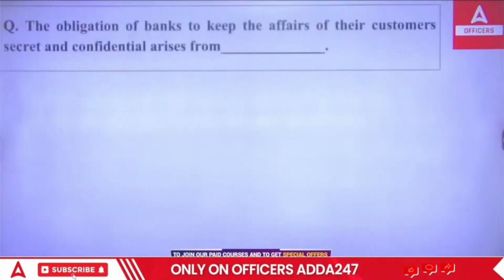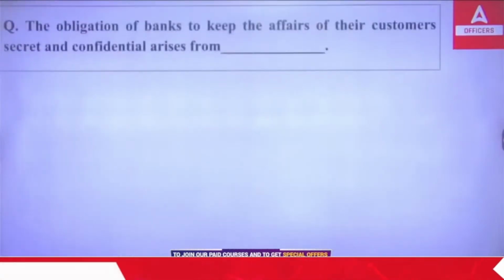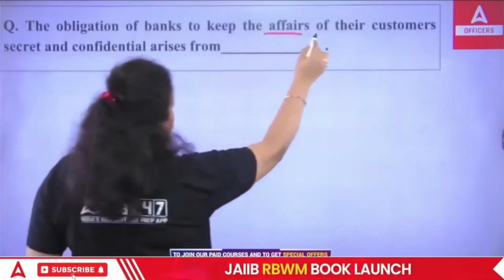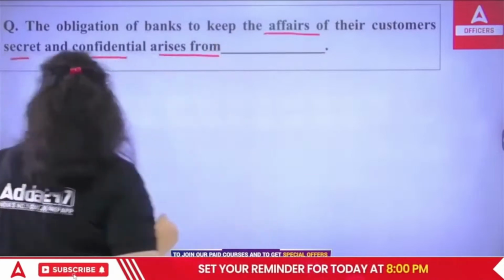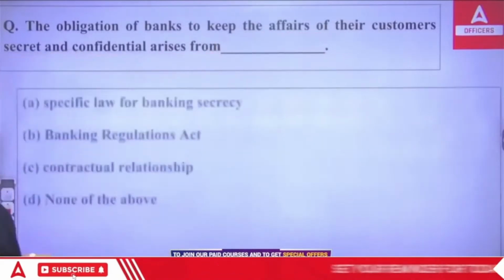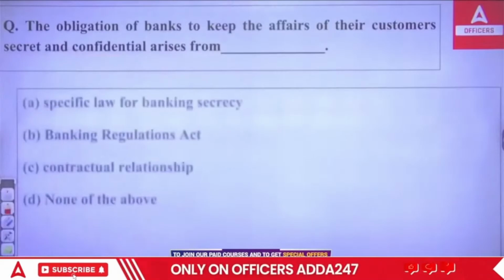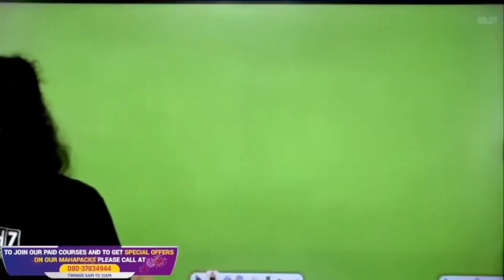Now, the obligation of banks to keep the affairs of their customer secret and confidential arises from dash. So when we talk about banking structure, it simply talks about the types of bank, the evolution of the bank and everything you have to cover.